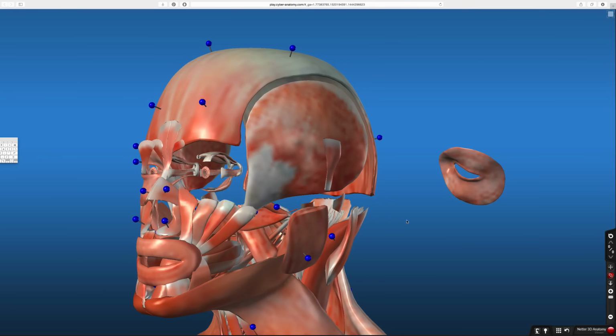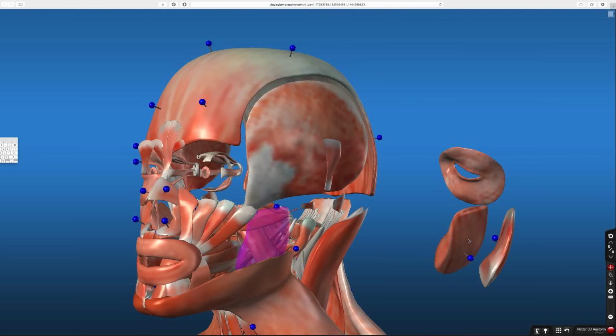Move this back out of the way. Remove this out of the way. I'm gonna move this out of the way over here. Move that out of the way over there.